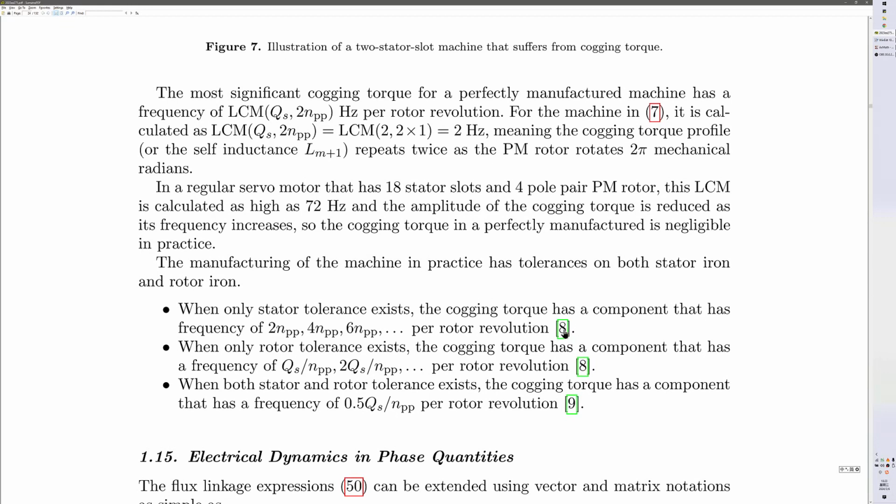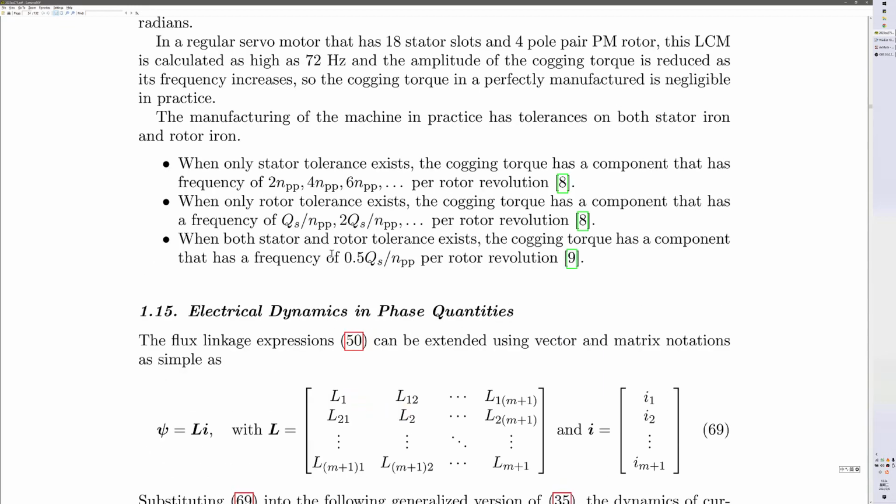This paper has studied when there is only stator tolerance or only rotor tolerance, there will be some different harmonic orders. And I have used some finite element tools to study when both stator and rotor tolerance exist. There will be, for example, this kind of fractional harmonic present in the Fourier analysis of the torque waveform.